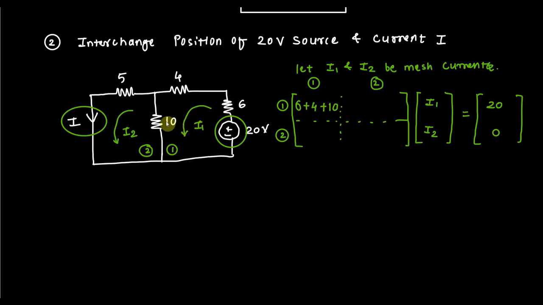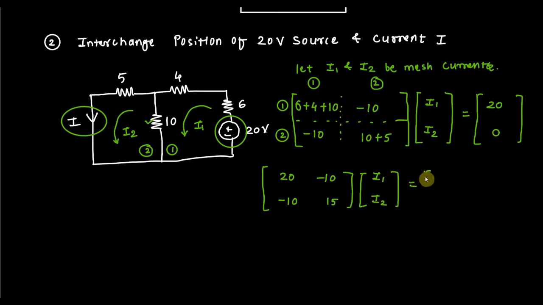The element between 1 and 2 is this resistance, and as it is a non-diagonal, it is minus 10. This is again minus 10. And what is the sum of element in mesh 2? It is 10 plus 5. Now sum all this. So this will be 20. This is minus 10. This is minus 10. This is 15. This value is I1, I2, and here we have 20 and 0.